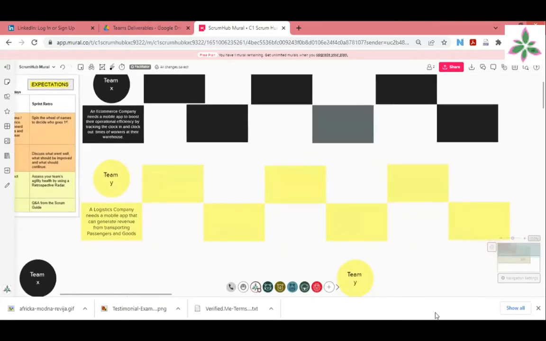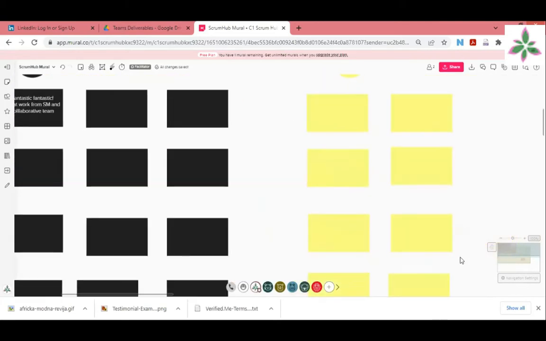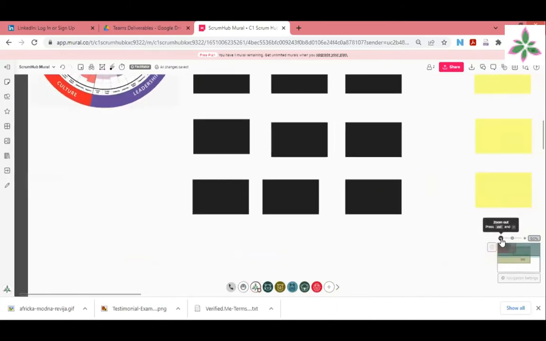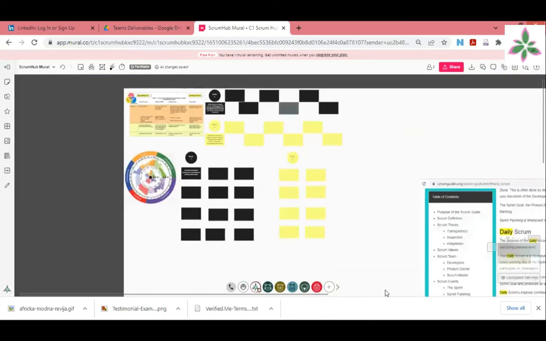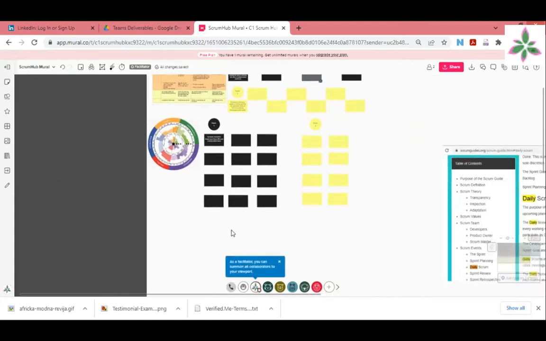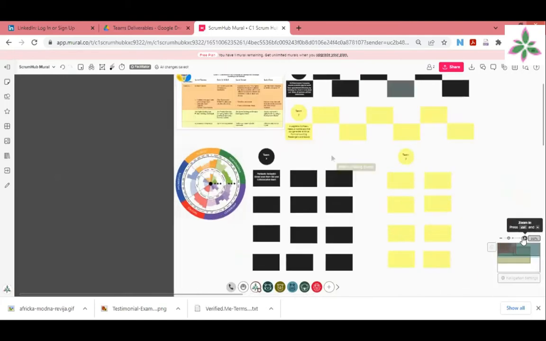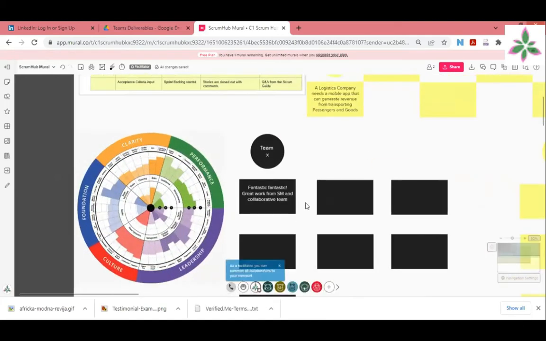Down where? I saw a comment on the black boxes. Yeah, here. Left? Yeah, under Team X. Oh, okay. Yeah, spot on. Thank you. Oh, fantastic. Great work for Scrum Master and collaborative team.